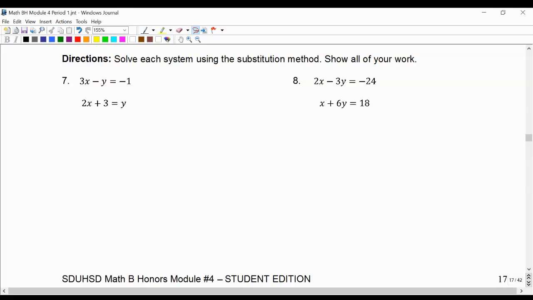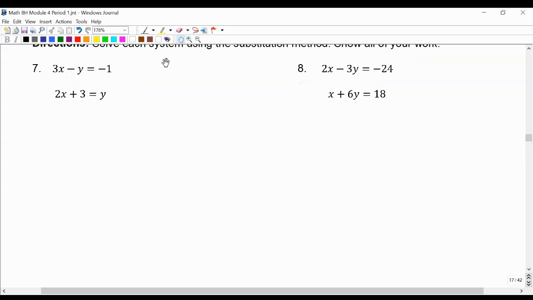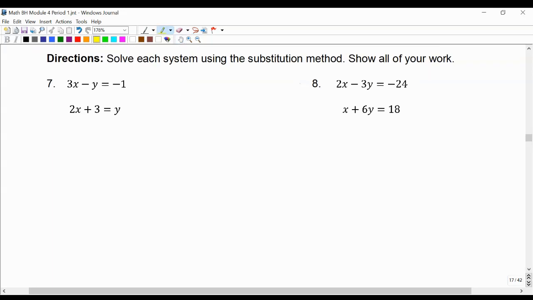In this video, we're going to look at 7 and 8, which asks us to solve each system using the substitution method. And the substitution method is we are taking one variable or expression and plugging it in for the other one. So looking at number 7, the first thing we are looking for to do this is we need a variable that's isolated. In this case, this is already done for us.